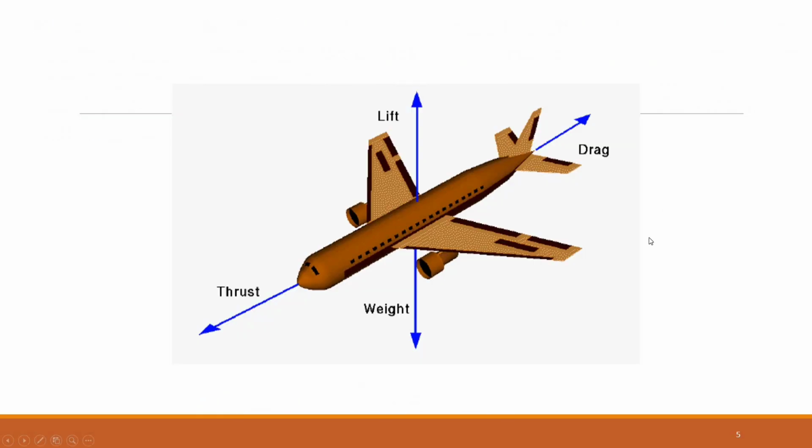A force may be thought of as a push or pull in a specific direction. This picture shows the forces that act on an airplane in flight. Now let's talk a little bit about these forces.